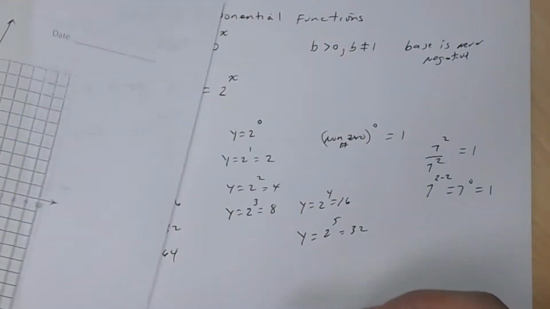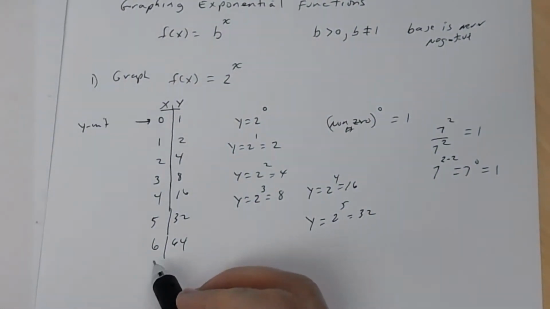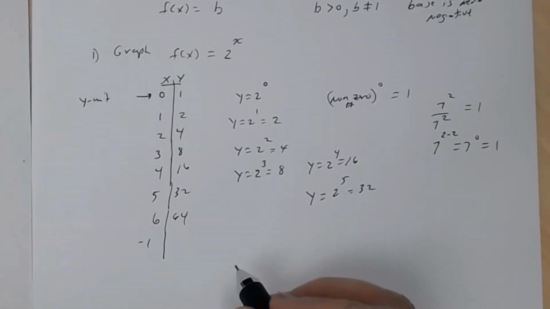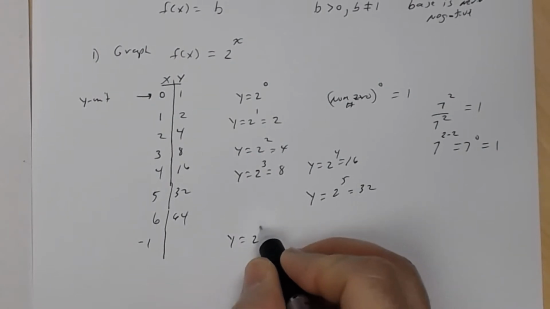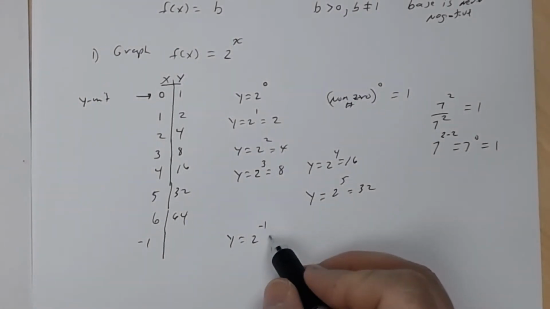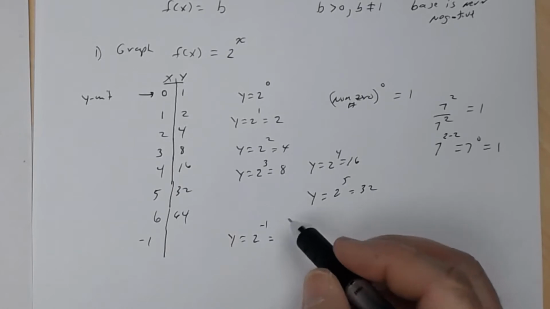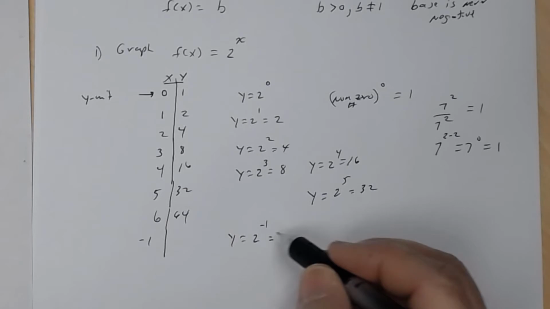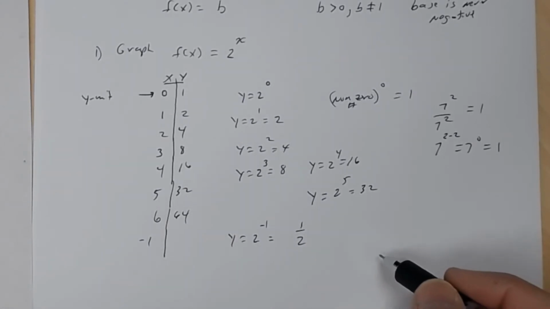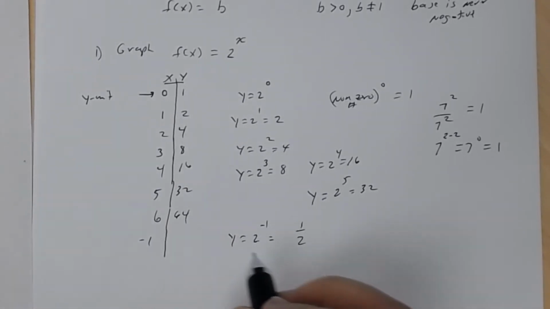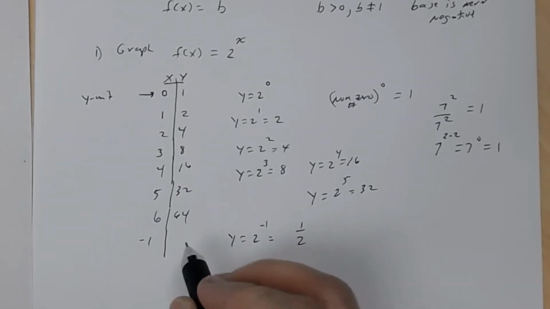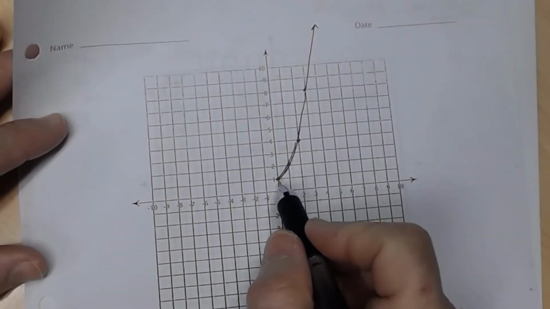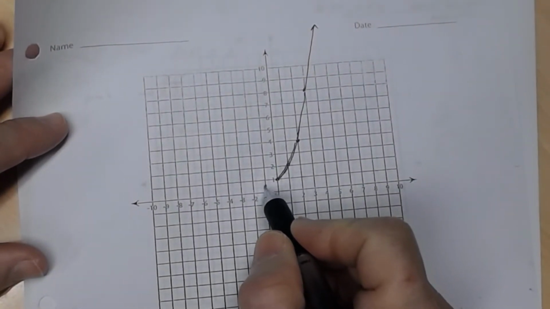All right, now if x is -1, so let's try -1. If x is -1, I get y equals 2 to the negative first power. And you may remember from previous courses that 2 to the -1, to make this exponent positive, I'm going to take the reciprocal of the base, so it'll be 1/2. So 2 to the -1 is 1/2. So I'm going to get the point -1, 1/2, right here.